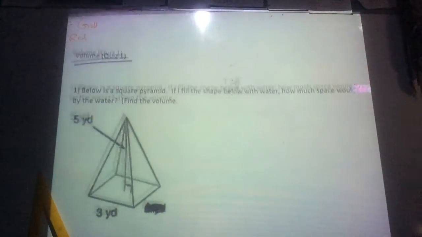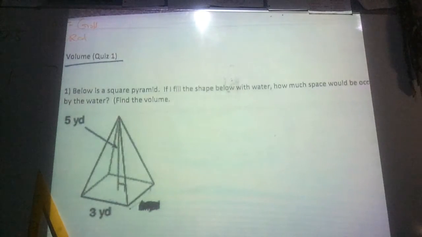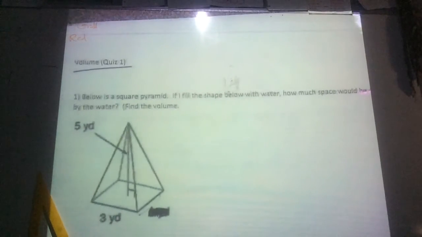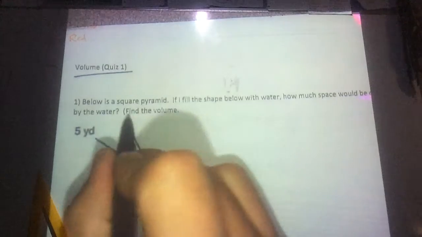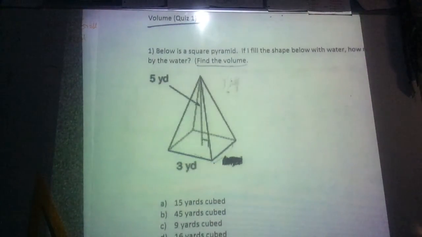Okay, below is a square pyramid. If I fill the shape below with water, how much space would be occupied by the water? Basically, find the volume. Okay, so there's a couple things we need to know.